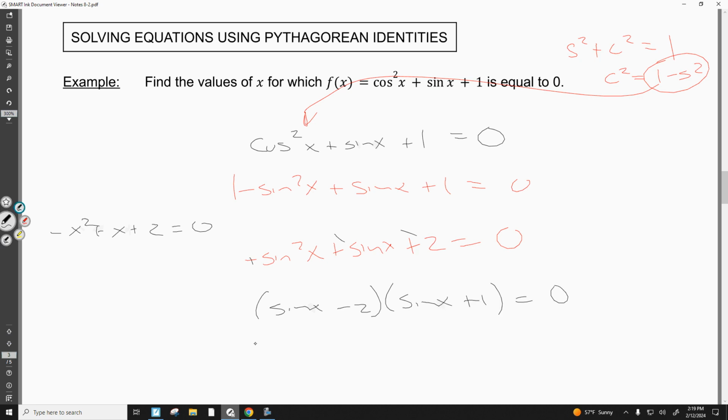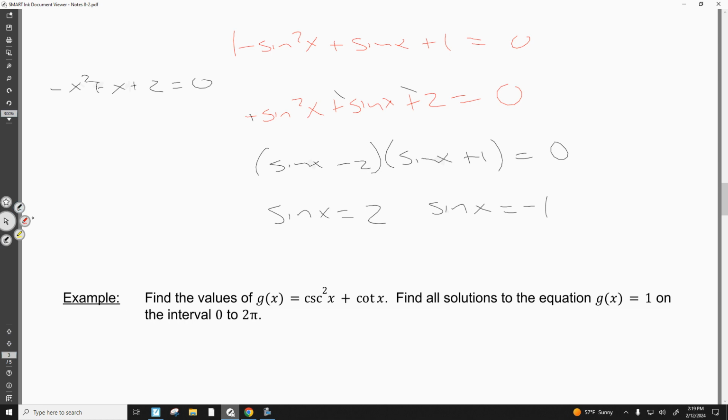Setting up two equations, sine x equaling 2 and sine x equals negative 1. Sine x can't equal 2. Max value is 1. So no solutions come from that. Sine x equals negative 1 at 3 pi over 2.